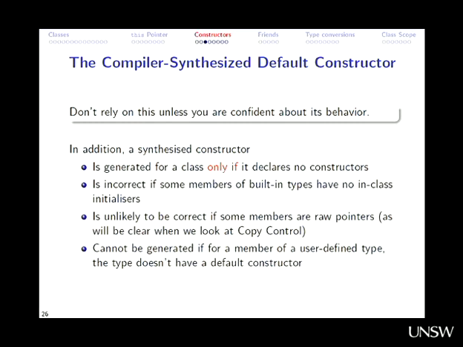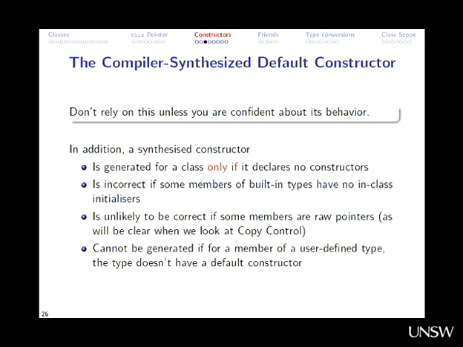So the synthesized default constructor, generated if you don't declare your own one, is incorrect if some of the built-in types have no in-class initializers. It is unlikely to be correct if some members are pointers, particularly raw pointers. Okay, and this will become more clear when we look at copy control, which is Thursday and next week.